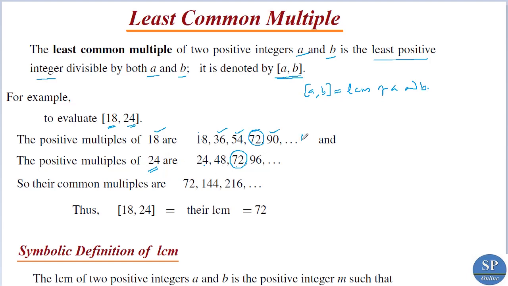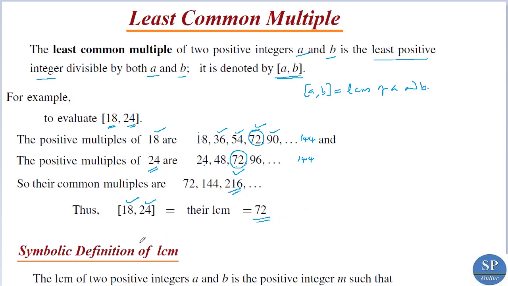The next one is 144. 144 is a multiple of 18 and 144 is a multiple of 24 also. Next one is 216, etc. So the LCM of 18 and 24 is the least common multiple. It is 72. So 72 is the least common multiple of 18 and 24.